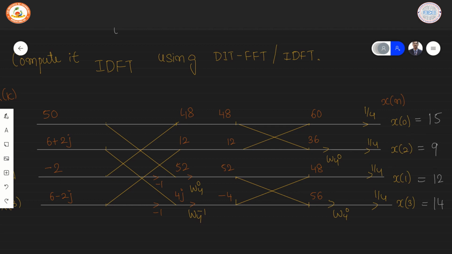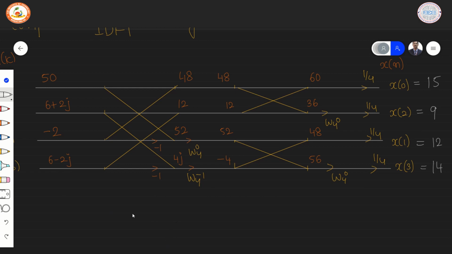Now we have to arrange this in the correct order. Therefore, the answer becomes y of n equals 15, first term, next comes 12, next comes 9, and the last value is 14.